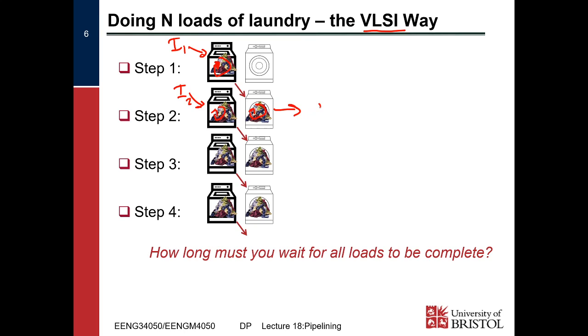Once this one's done and it comes out, O1, we take I2, we put it into the dryer, let that spin, and we put I3, our third load, into the washer and let that spin as well. Eventually that dryer finishes, we get our output 2, we move input 3 over to the dryer, let it spin, put input 4 in, let that spin. Eventually this one comes out, we get output 3. And we keep going ad infinitum.